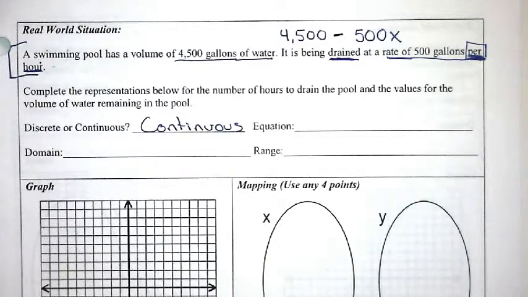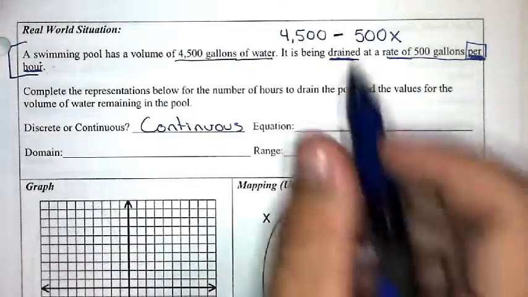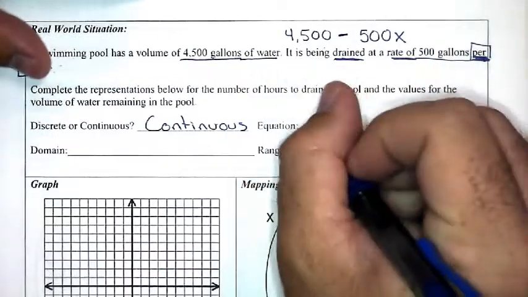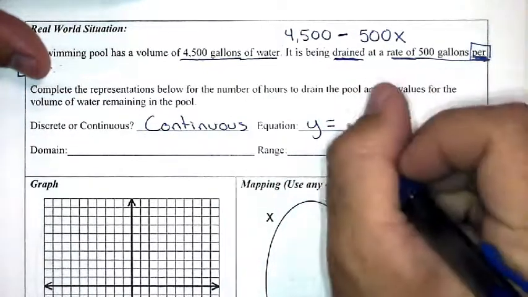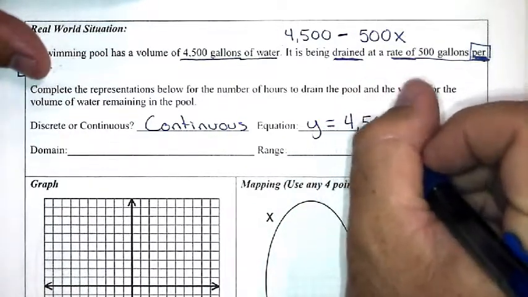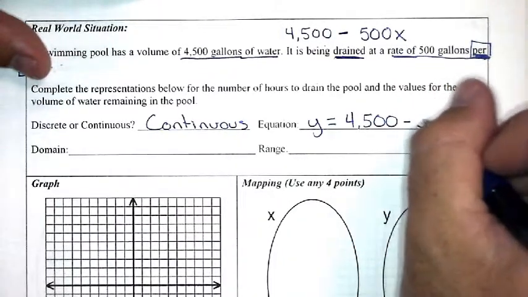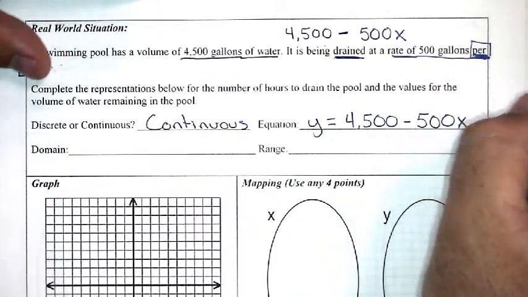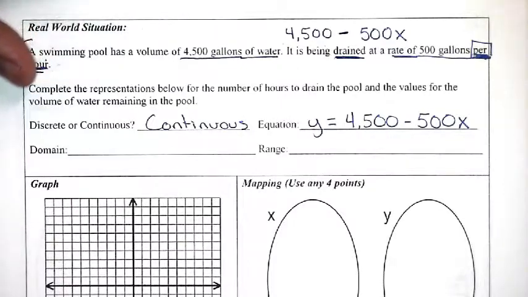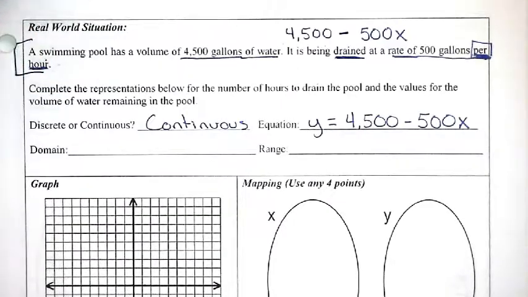Now, my equation is literally what I wrote up here, except the only difference is it's an equation, so it needs an equal sign. Y will equal 4,500, your starting value, minus the amount of water we're losing per hour. Inequality statements are the only thing that we will use during continuous. Like when we're talking about a table, a map, a set of ordered pairs, dots. Those are all lists. The only time we use inequality statements is with continuous. That's it.